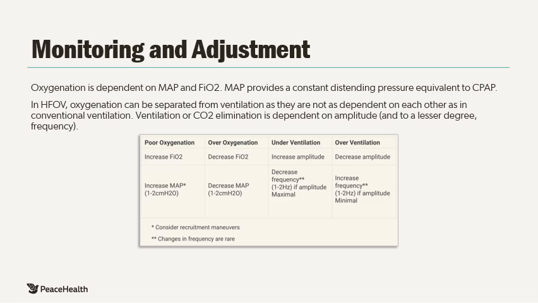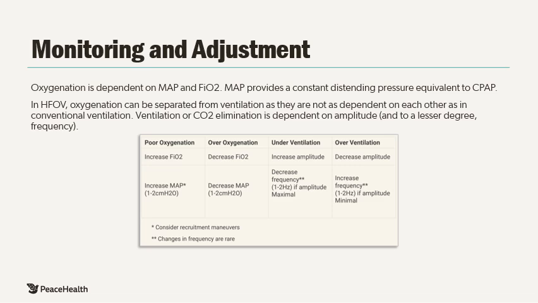In high-frequency oscillatory ventilation, oxygenation can be separated from ventilation as they are not as dependent on each other as in conventional ventilation. Ventilation or CO2 elimination is dependent on the amplitude and, to a lesser degree, frequency.